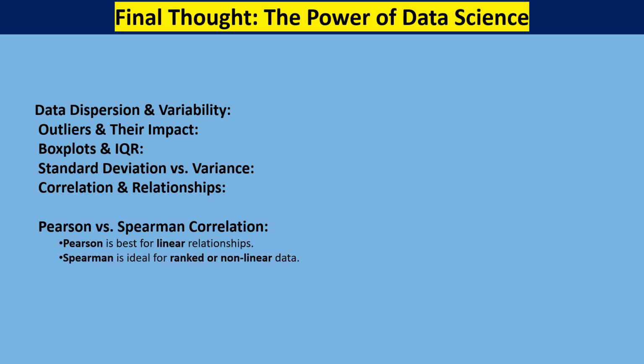And Pearson versus Spearman correlation. Pearson is the best for linear relationships and Spearman is ideal for ranked or non-linear data. Understanding dispersion, outliers, and correlation is like a GPS for data analysis. Without these tools, decision making can be misleading.